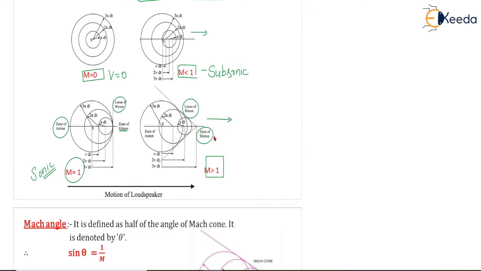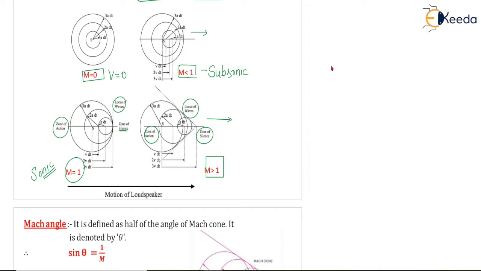Suppose a fighter aircraft is flying at a speed of Mach number greater than 1. If you're standing here, you will not be able to hear the sound produced by the fighter aircraft. And this is the zone of action. If you are standing in this zone, you will be able to hear the sound, because your fighter aircraft or object is flying at a speed higher than the velocity of sound. Okay, so you can see a is the radial distance, distance into time.